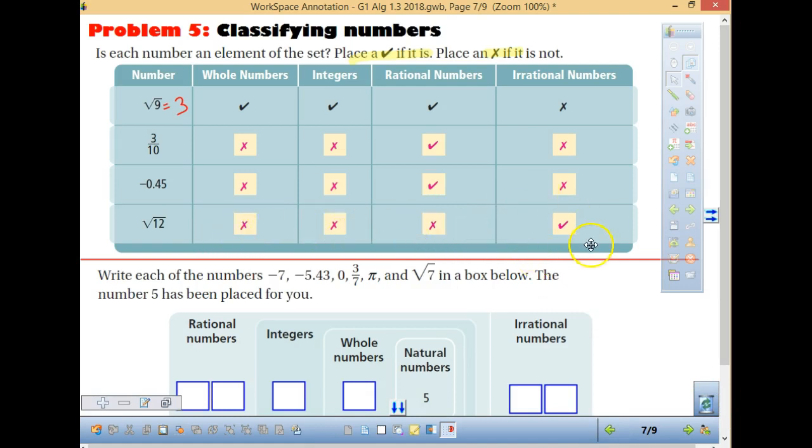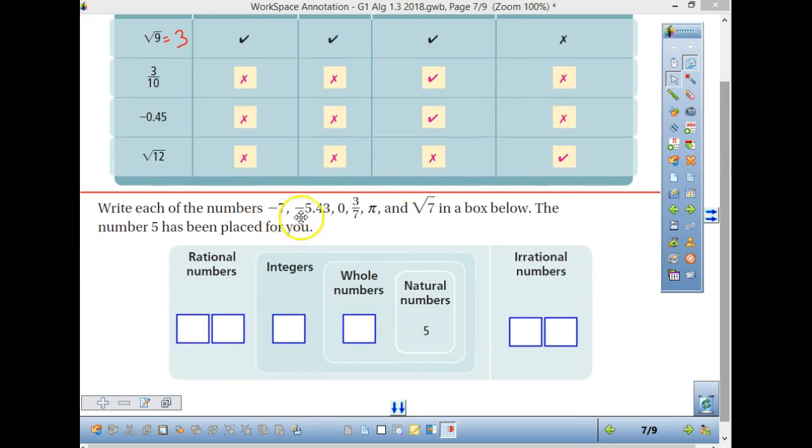So if it is irrational, cannot be rational, it can't be any of the categories with rational. If it is rational, it might be one of these, but it might not. For example, if I was looking down here, you are now asked to write each number: -7, -5.43, 0, 3/7, pi, square root 7. In the boxes below, the number 5 has been placed for you.